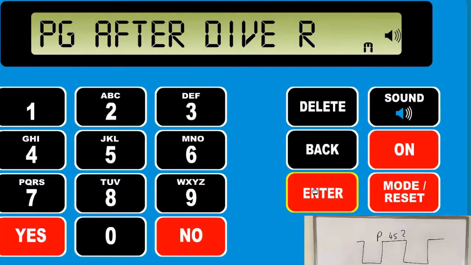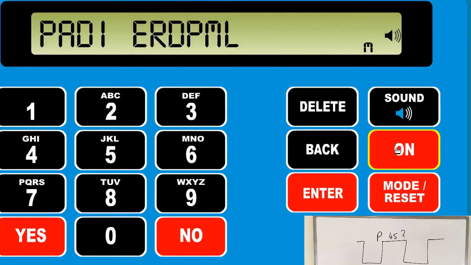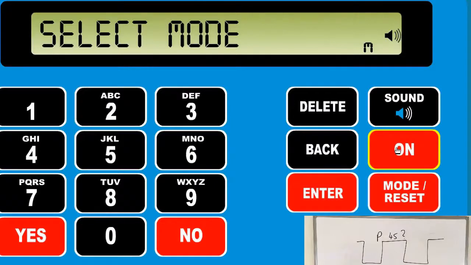So back to the eRDPml, we can see now that we've got the old one in here. We want to get rid of that. And the other thing I think is quite fun here, it says reset. So you can click the reset button till the cows come home, but nothing seems to happen. What I find is that you have to turn the whole thing off and turn it back on again, and that's where we are. Now let's have a look at the words that it gives us now, because what we want is the pressure group after a surface interval.